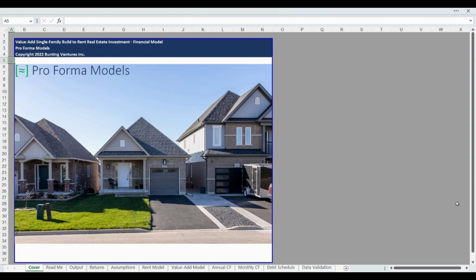Forma Models created this financial model to calculate and analyze the pro forma indicative return from a value-add single-family build-to-rent real estate investment. The model has assumptions for different purchase metrics, investment structures and fees, equity, debt, capital expenses, as well as complex revenue and expense assumptions. Please note that this model is used for analyzing an existing operating asset, not for building or developing a property.